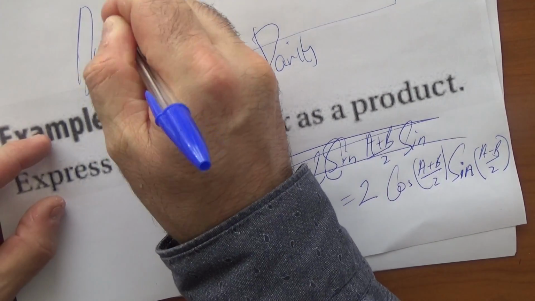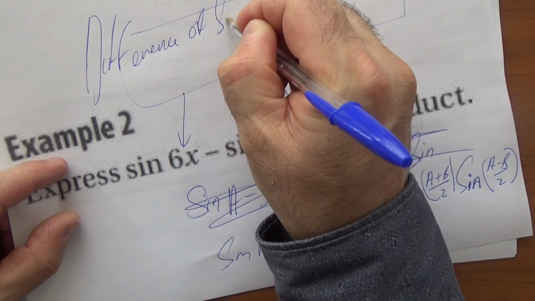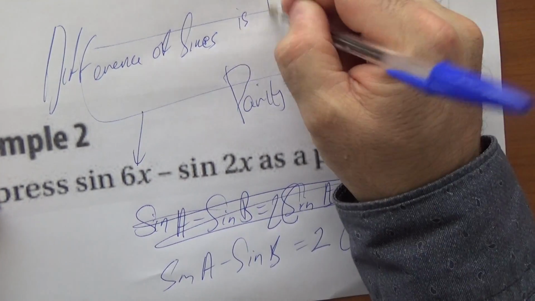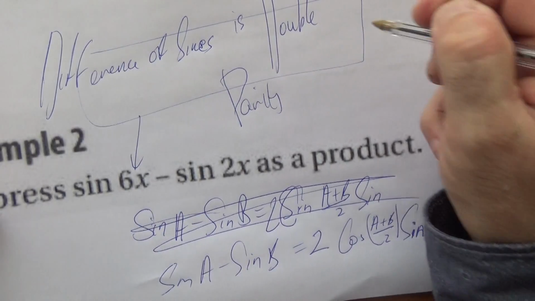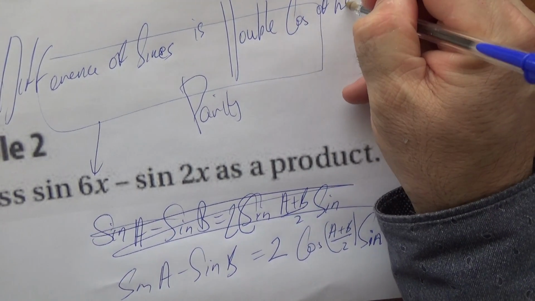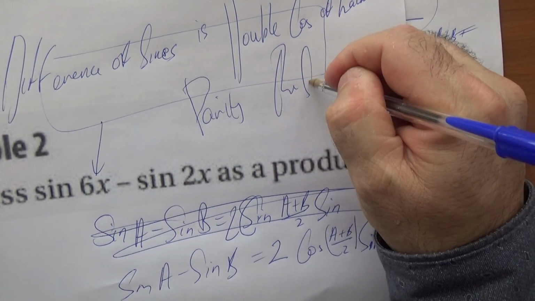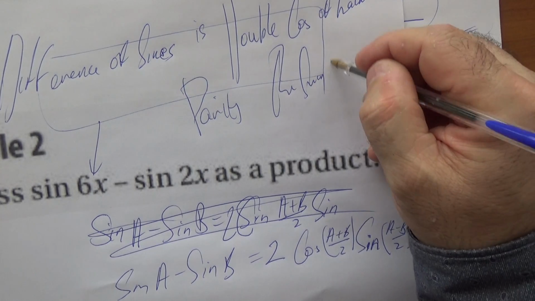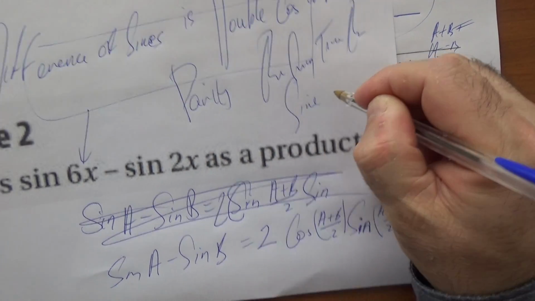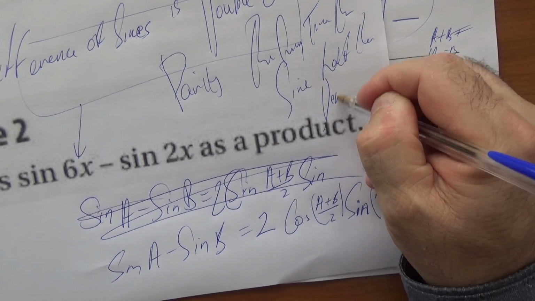The difference of sines is double the cos of half the sum times the sine of half the difference.